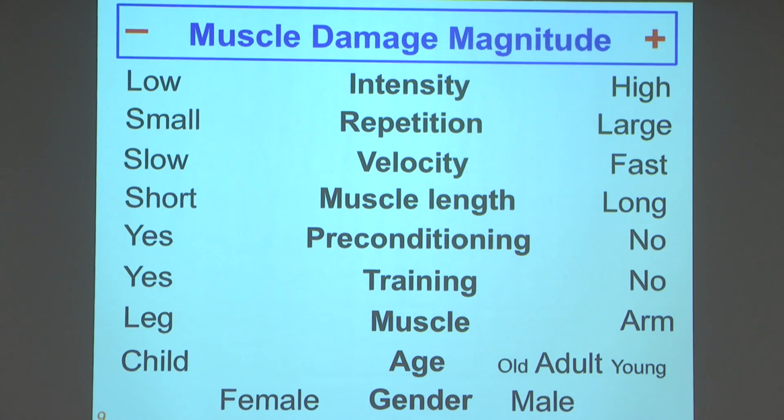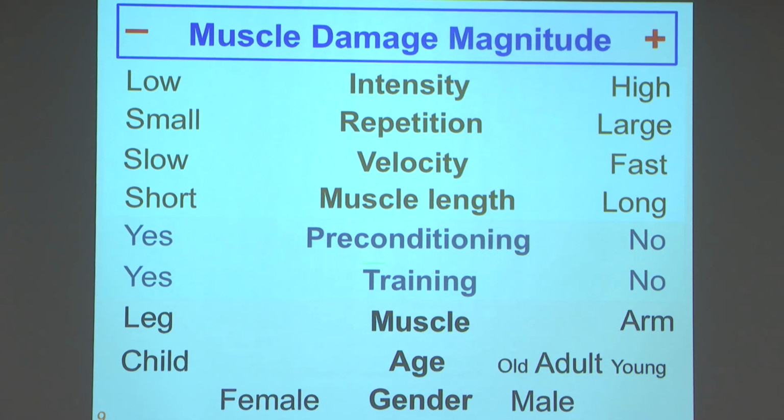Muscle damage after eccentric exercise is determined by the intensity of exercise. The higher the intensity, the greater the damage. If the repetition number is greater, more damage occurs. Fast velocity eccentric exercise induces more damage than slow velocity. Also, muscle length is one of the key factors. If we want to avoid muscle damage, we don't need to do eccentric contraction at long muscle length. We have to limit it to eccentric contraction at short muscle length.